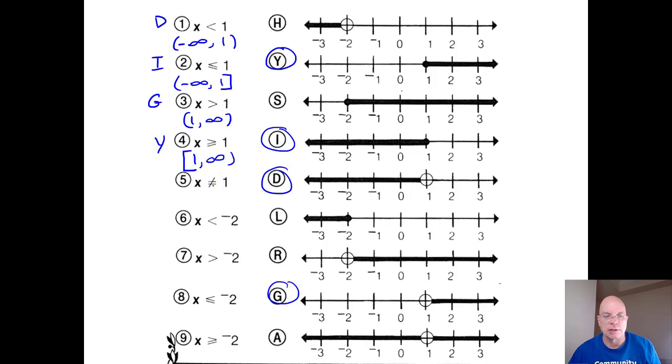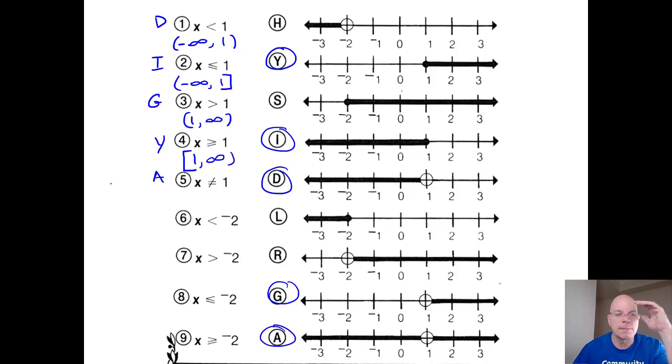Here's something we haven't talked about. X is not equal to 1. That means x could be any value less than 1 or greater than 1. It just can't be 1. So we're looking for an open circle at 1 and arrows going in both directions. So that's A.